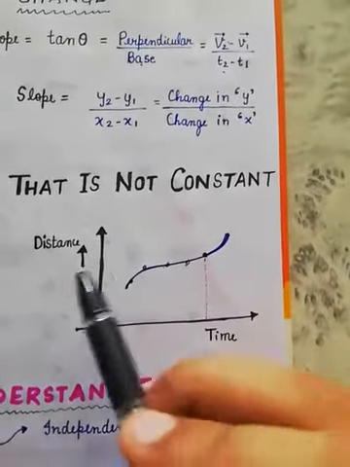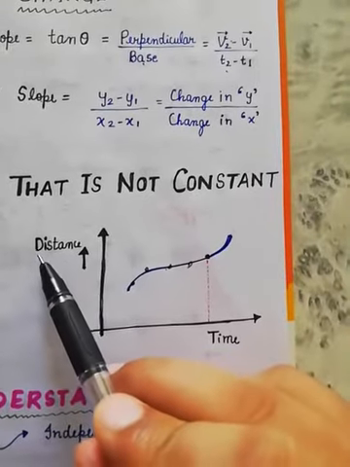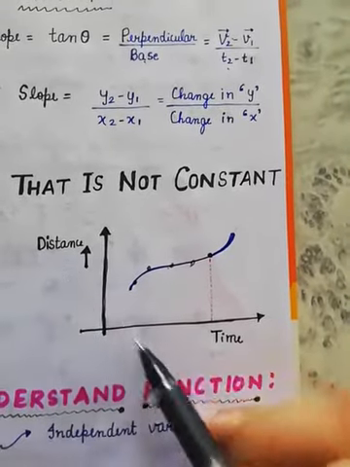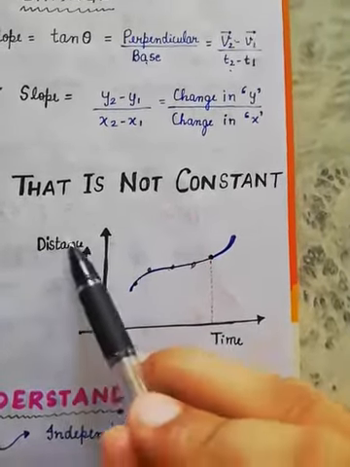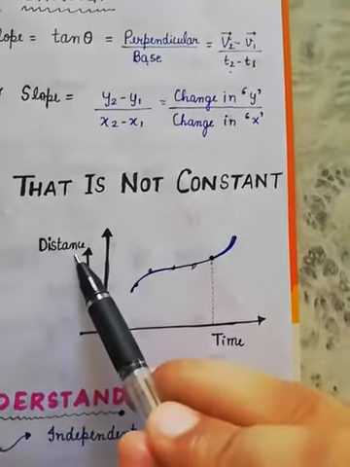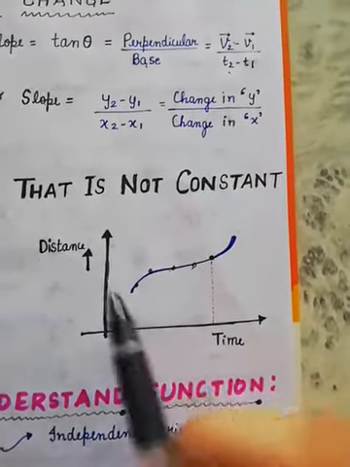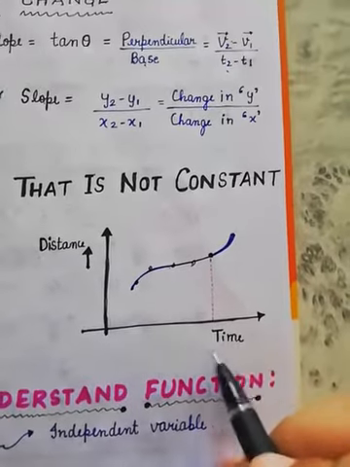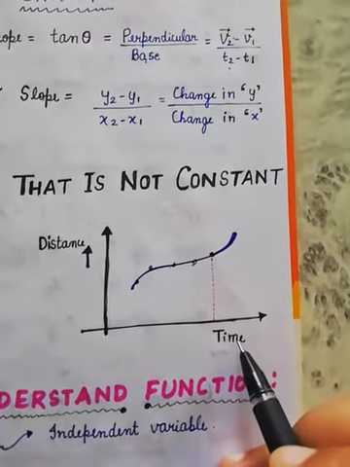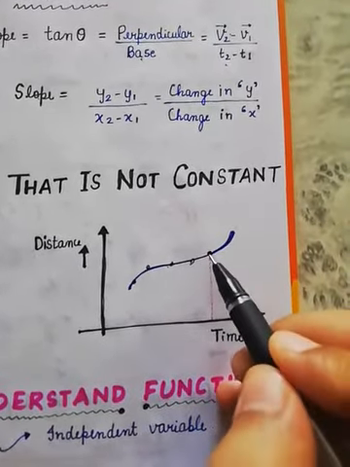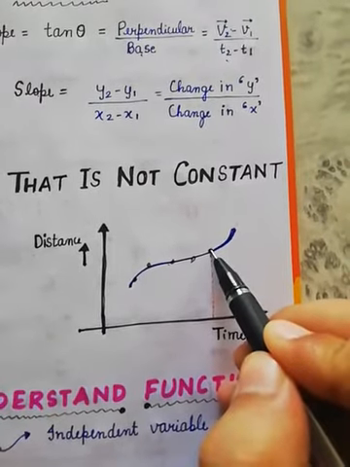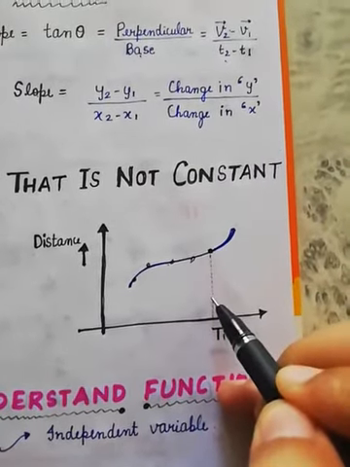So if I ask you, because you know the slope of any graph gives you the change in y with change in x, what have you plotted on the y-axis? Distance, and on the x-axis, time. So the change in distance with change in time, what do you call that quantity? Speed.